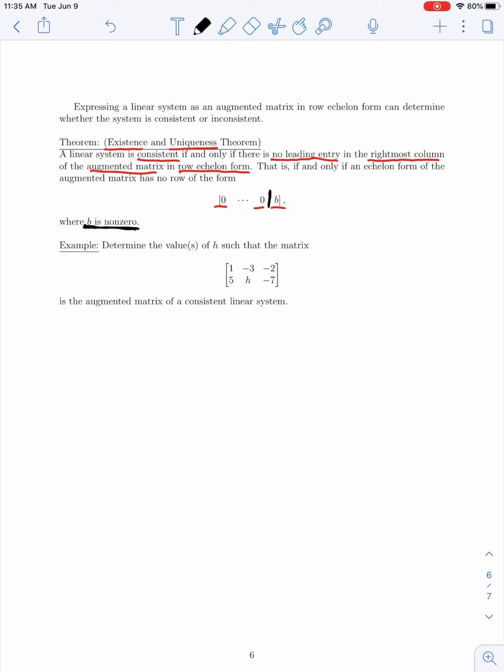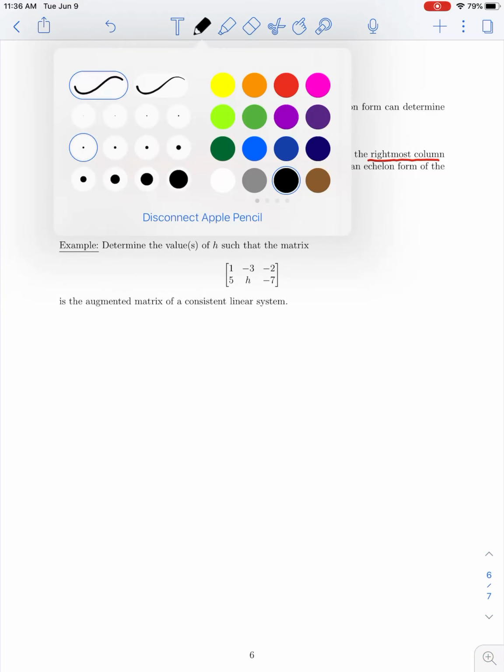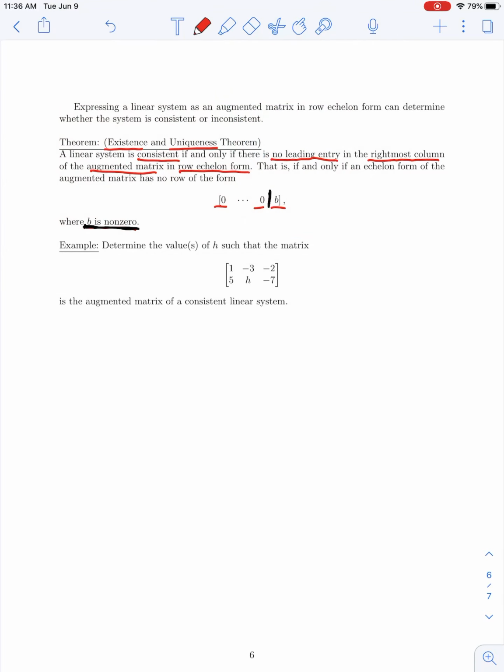So this theorem says, in fact, the only way that a system is inconsistent is if it has such a row, or equivalently, any linear system is consistent provided that it does not have a row of that form. So we can make use of this theorem to determine when a given system will have a solution or not. So let's look at some examples of this.